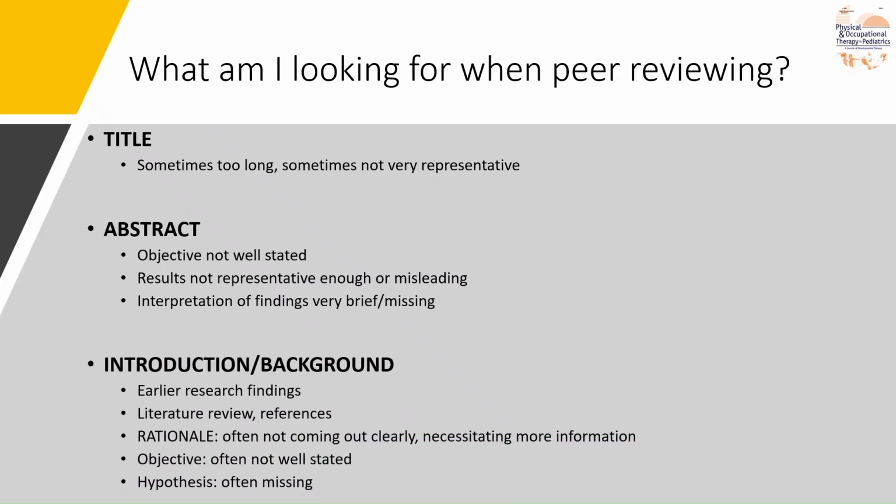Then I go into the introduction or the background section. Here I look for a very clear rationale grounded in current literature. Are the objectives well defined? Is there a hypothesis if it's appropriate? Often this section is either too superficial or lacking in structure. The rationale is mostly where a lot of authors have difficulty really emerging the ideas. Why is their study important and why is it important to be done?